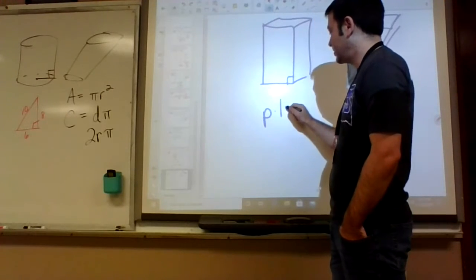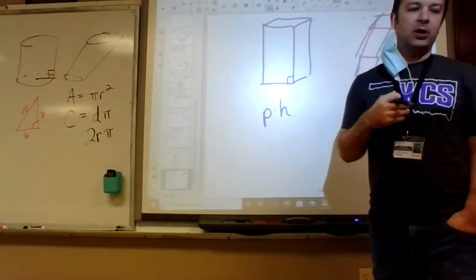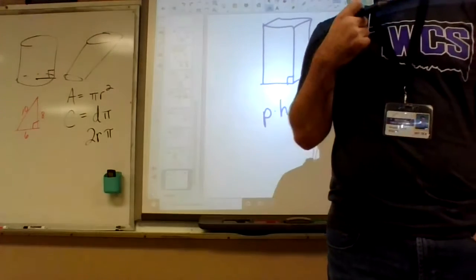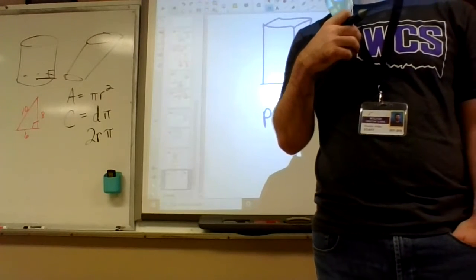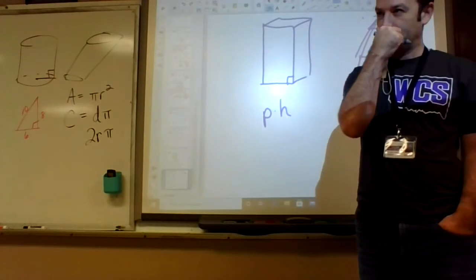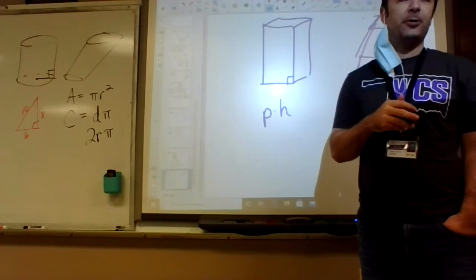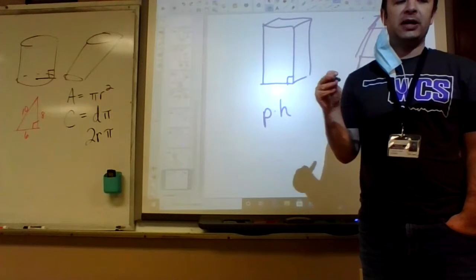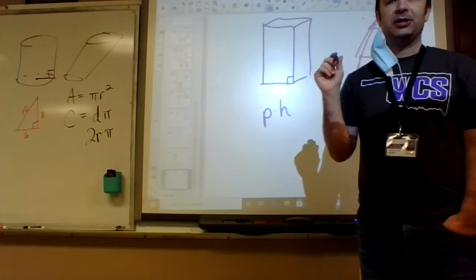Perimeter times height. So on number 1, what is the perimeter of the base? 12, no, 25, no, 24. No, wait. Okay, 25 is not on the base. 12 is on the base.